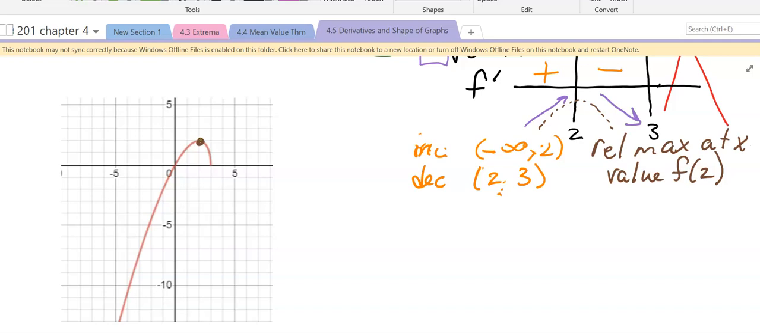You can also see that there is no other point. It is increasing from negative infinity up to 2, and decreases from 2 to 3, where the graph abruptly stops. This completes the video on the first derivative test.